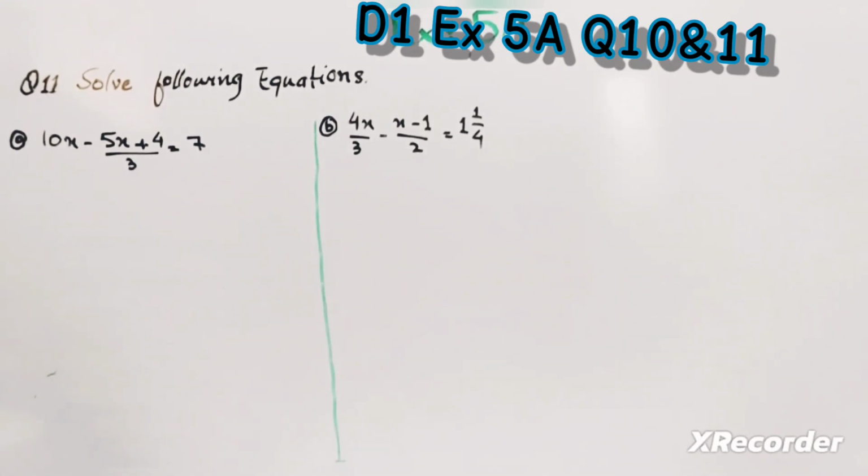Now question number 11, part A. 10x less 5x upon 4, 5x plus 4 upon 3 is equal to 7. Let's begin.